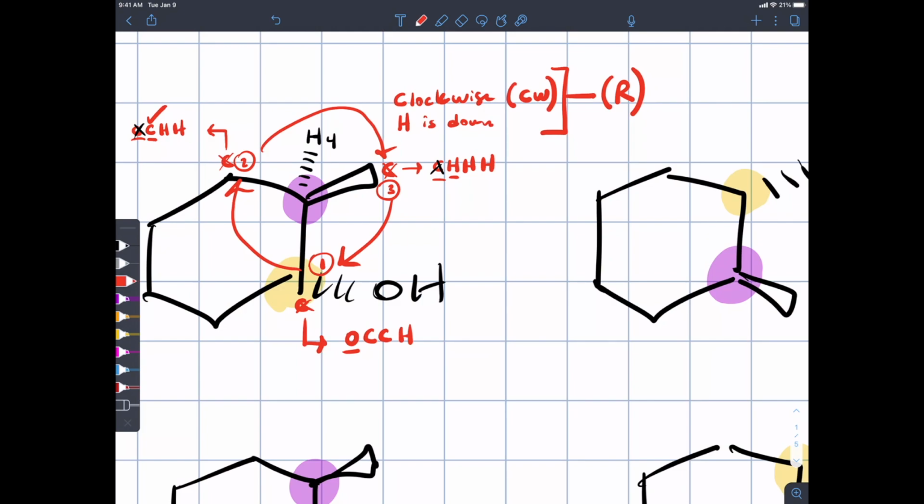Why do I specify as proton is down? Well, you can go back and make a model of this compound, flip it over, and if proton is coming out towards you, rotating from priority group 1 to 2 to 3 and back will actually be counterclockwise. Yeah? And we know that the proton's going down away from us because of the dash here. And the wedge says the methyl group's coming out toward us.